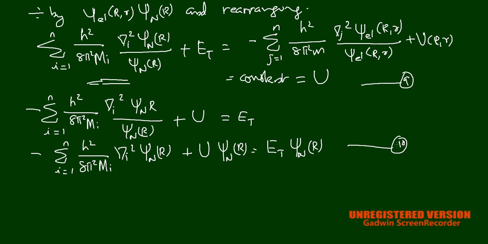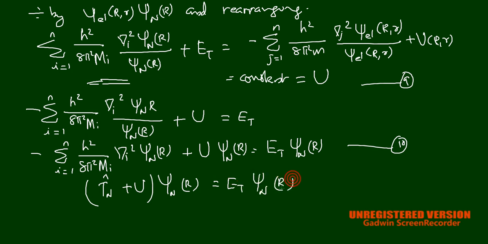Here you can see the first operator in this equation, that is minus sigma I equal to 1 to n, h square divided by 8 pi square M I, del I square. What is that? That is the kinetic energy operator for the nucleus, right? We already know this. This is the kinetic energy operator for the nucleus, T n cap. So plus U, psi n r, is equal to E_t psi n r. We can write like this.